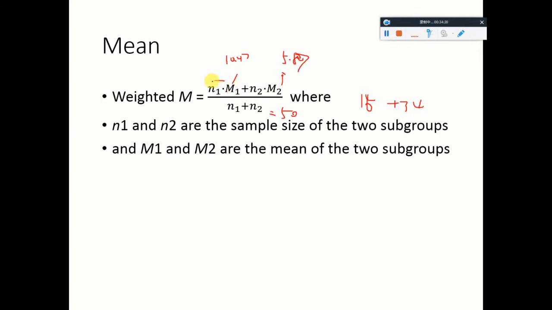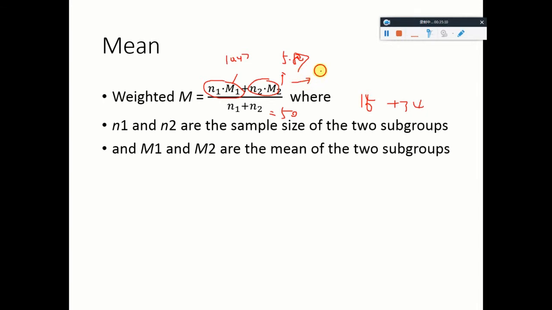And now we know what N1 and N2 are, right? So essentially, N1 times M1 will give us the sum or the total value for the southern states. And N2 multiplied by M2 will give us the total murder rates for northern states. When these two grand totals are summed, that will effectively give us the grand total murder rates for the entire country, right?